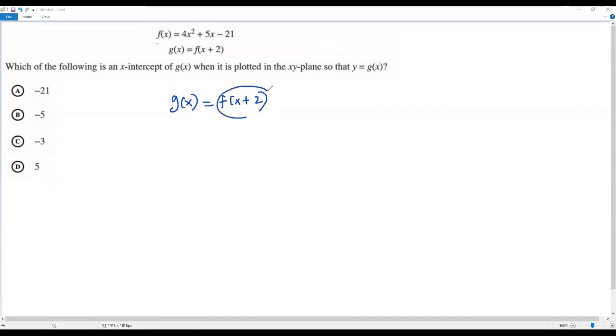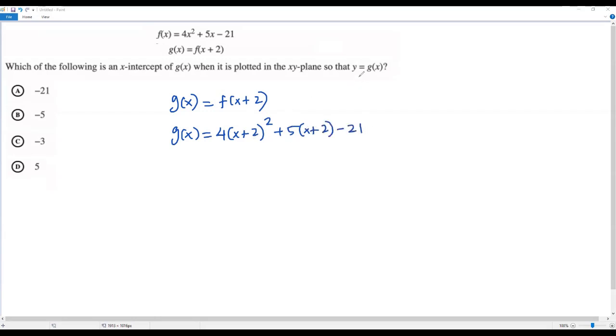To get the expression for f(x) + 2, in the function f(x) I have to replace each x by x + 2. Okay, let me do it. To get f(x) + 2, I'm going to plug in x + 2 for each x into the function f(x). So f(x) equals 4 times (x + 2) squared + 5 times (x + 2) − 21.